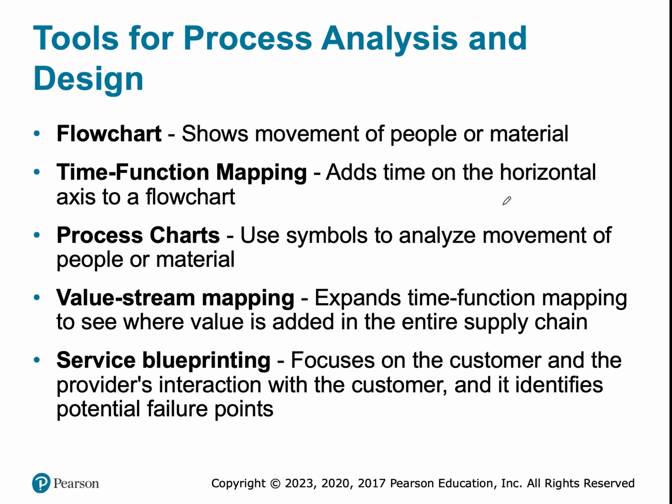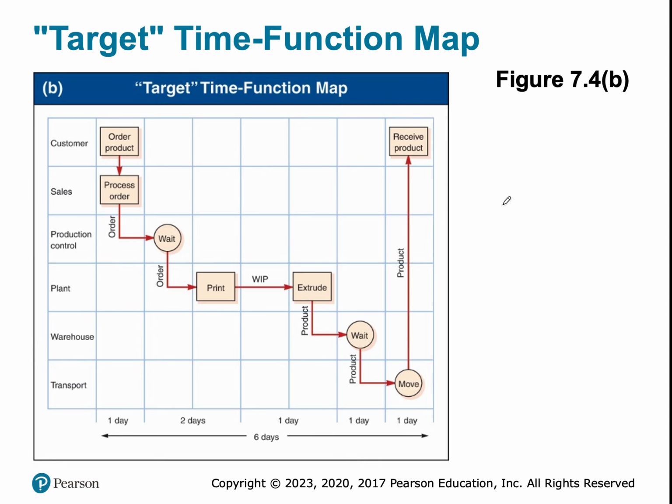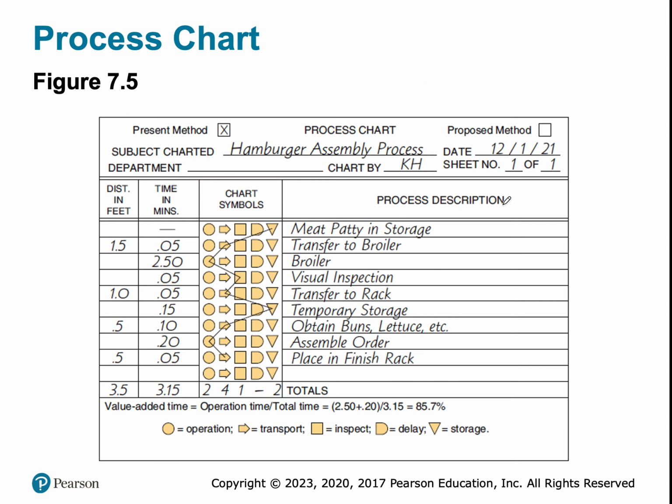There's service blueprinting. This one we focus on the customer. It has to focus on the customer and provide interactions with the customers, meaning a feedback system, so that people can tell you where your product is not doing well, and you quickly correct it, and also identify the potential failure points. So these are the flow charts, as it were, in the process chart.